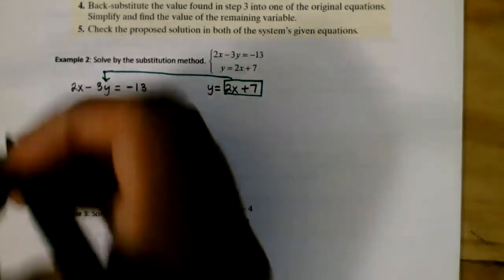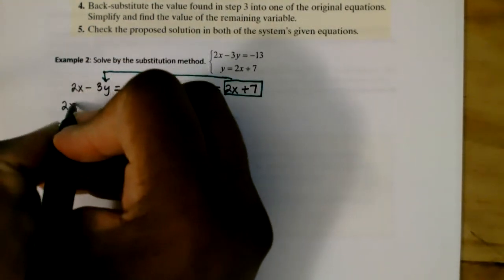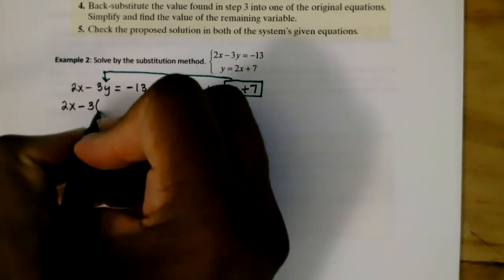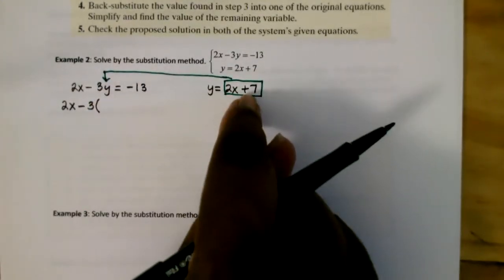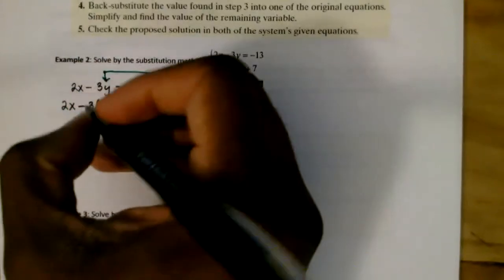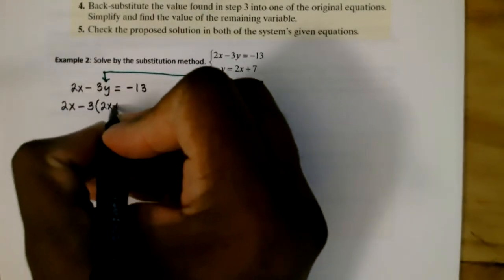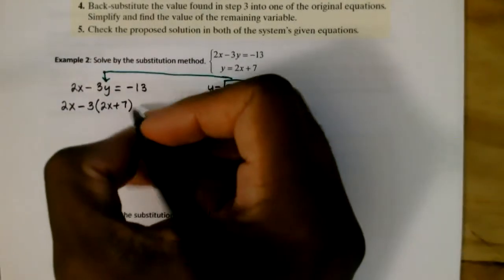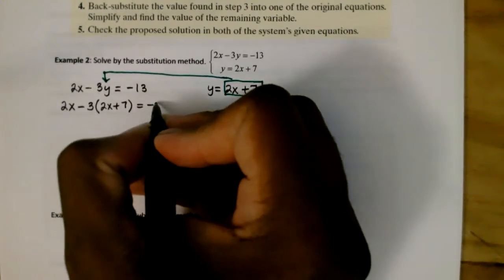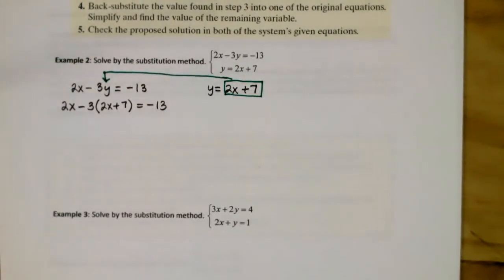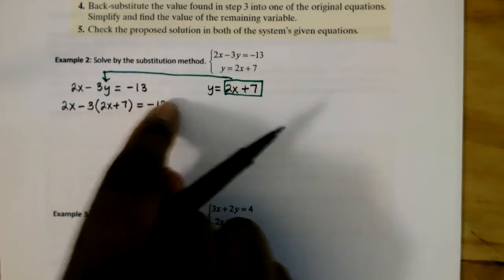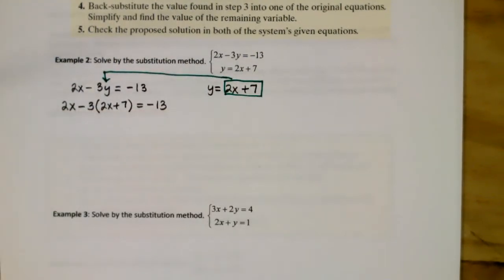So when I do that, here's what I'm going to have. I'm going to have 2x minus 3 times y is this, 2x plus 7. So I'm substituting 2x plus 7 in for y because that's what y is equal to. And then I'm going to bring down equals negative 13. And now we're going to simplify all of this because now we get an equation in one variable. So I'll simplify by removing the parentheses and combining some like terms if necessary.